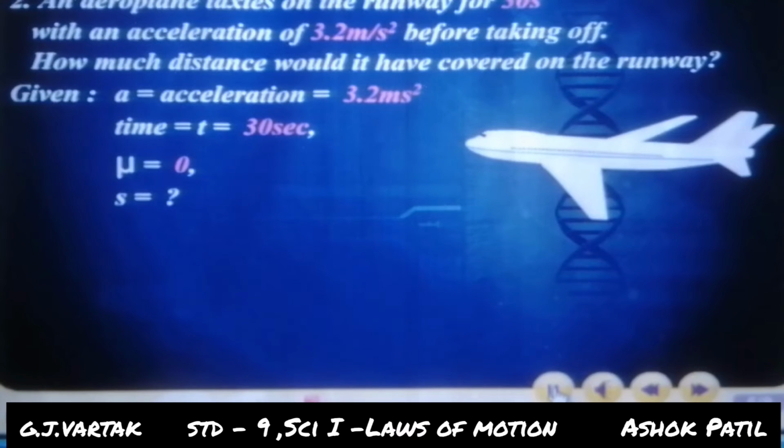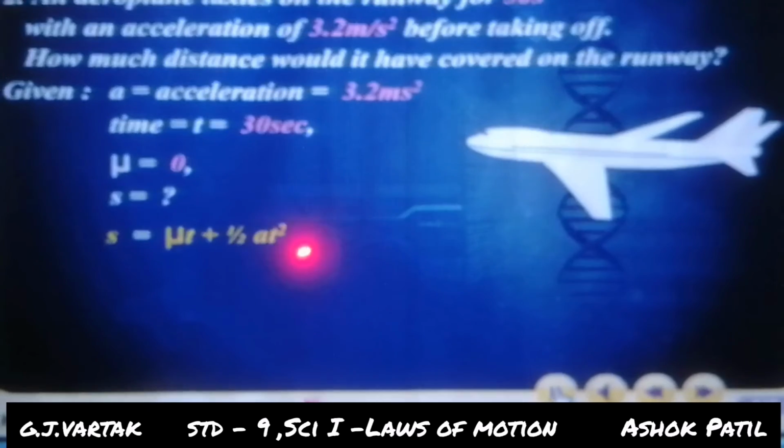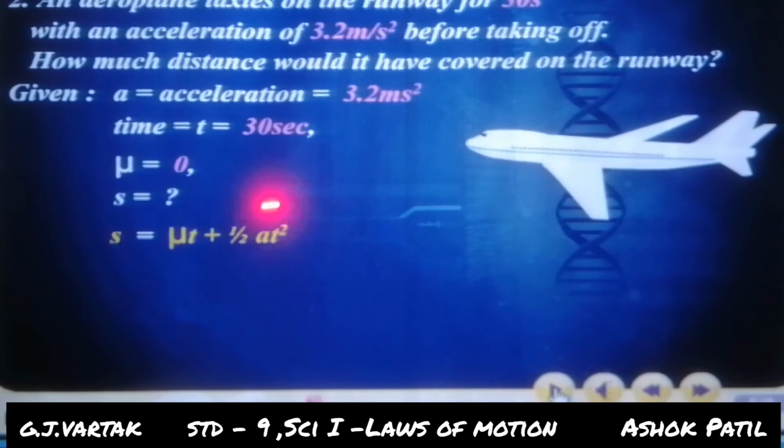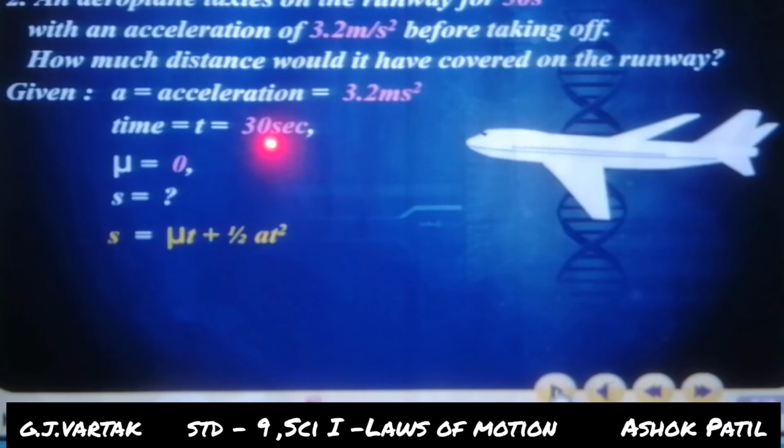S is equal to ut plus 1/2 at square. Substitute the given values. A is given, t is given, u is given.